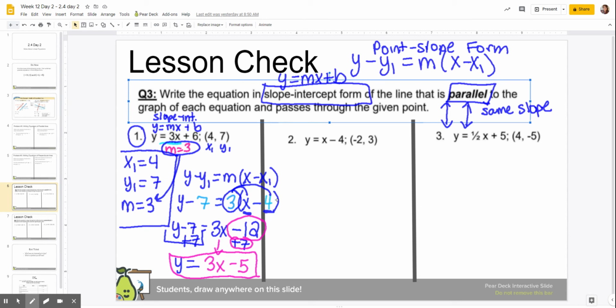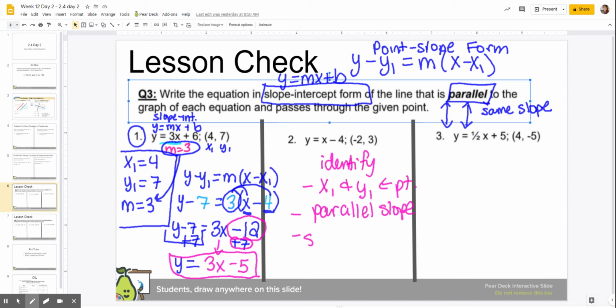All right, so if we just review this, we need to identify our x1 and our y1, so whatever the point that they give us, and also our parallel slope. Once you have those parts, you're able to substitute into the point slope form and then solve for y.